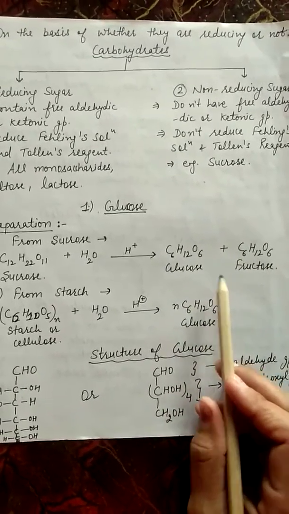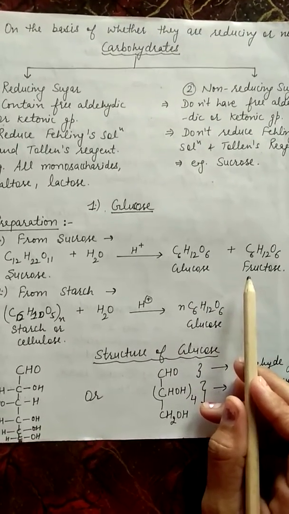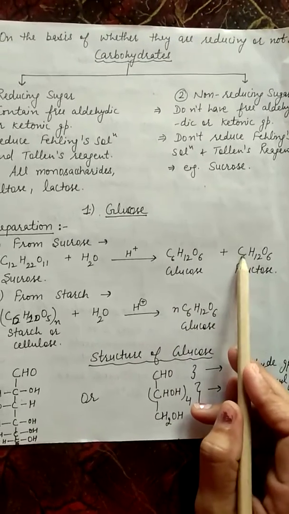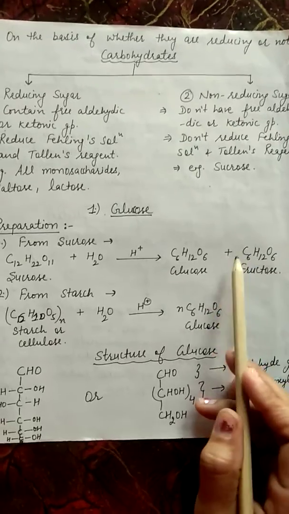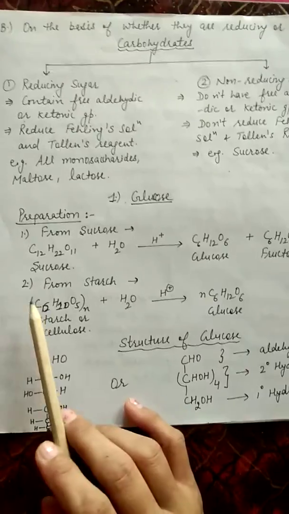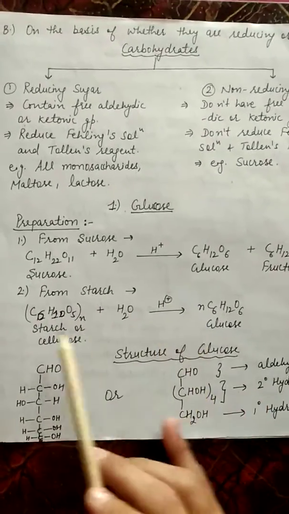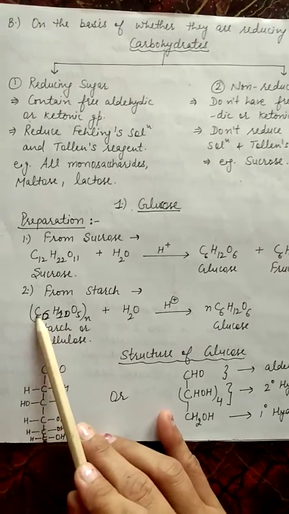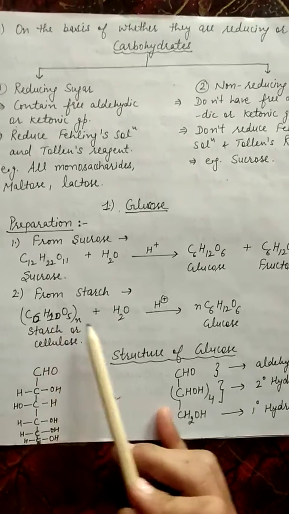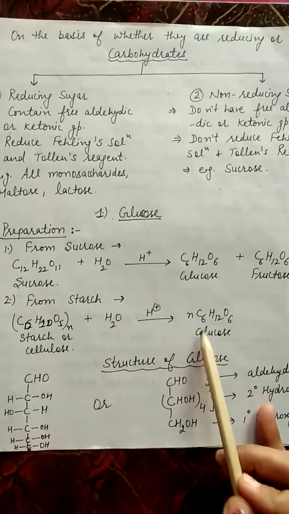Glucose and fructose both have the same formula but different structures. Glucose has an aldehyde group and fructose has a ketone group. That is the main difference between glucose and fructose. The second preparation is from starch or cellulose. Formula is C6H10O5. On hydrolysis, it will give glucose.